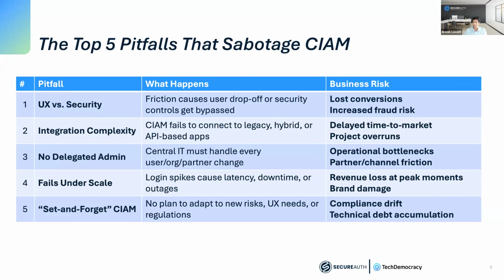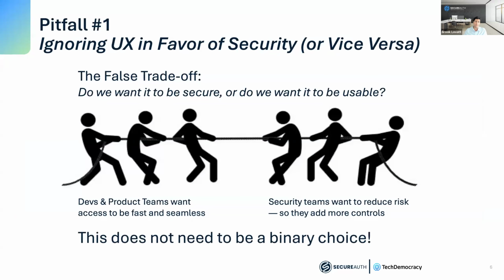Let's start and dig in on the first one just for a couple of minutes. The first pitfall: ignoring UX in favor of security, or vice versa. It creates what we think of as a false trade-off, right? We don't want to be thinking of it in terms of secure or usable. What we find is that dev and product teams want things to be fast and seamless, and security teams want to reduce risk, and therefore they add more controls. And these things are at odds with each other in general, right? So it's like secure or usable. But we don't want this to be a binary choice.